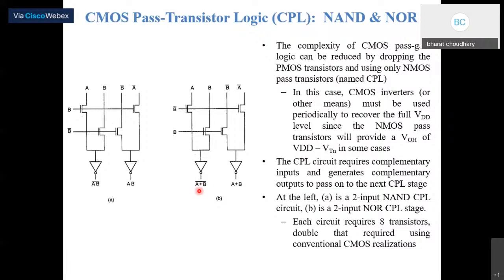So we will finally get A plus B bar, meaning NOR operation, and similarly this will give A bar into B bar plus B bar into B. This B bar into B will be 0, and A bar into B bar complemented will finally give A plus B. So this is all about CMOS pass transistor logic, where we have basically implemented NAND and NOR gates. Here this is the NOR and this is the NAND gate.